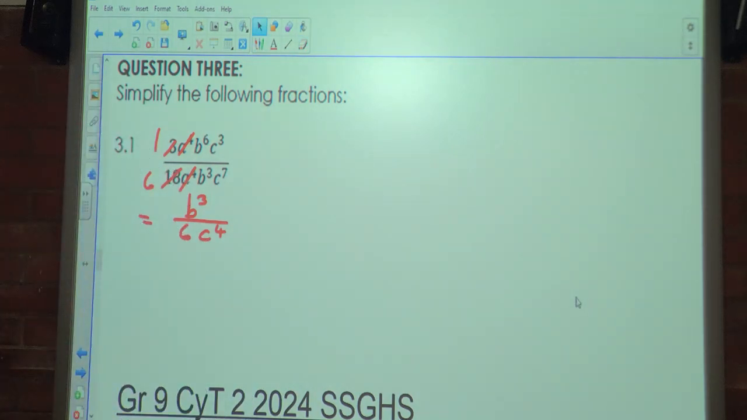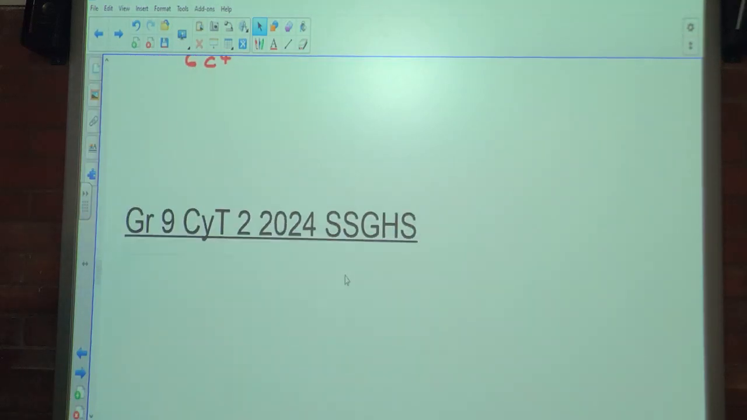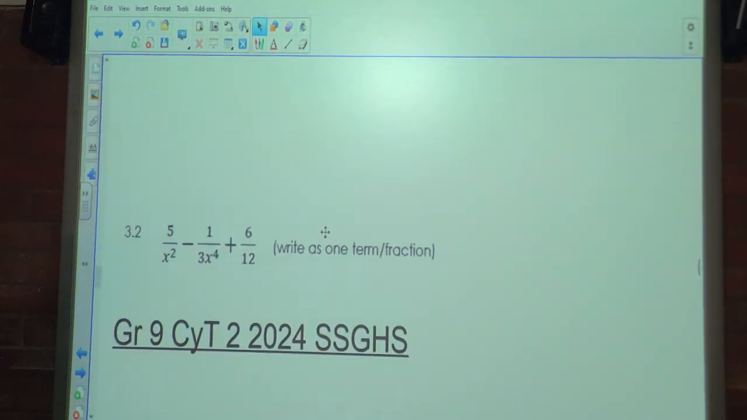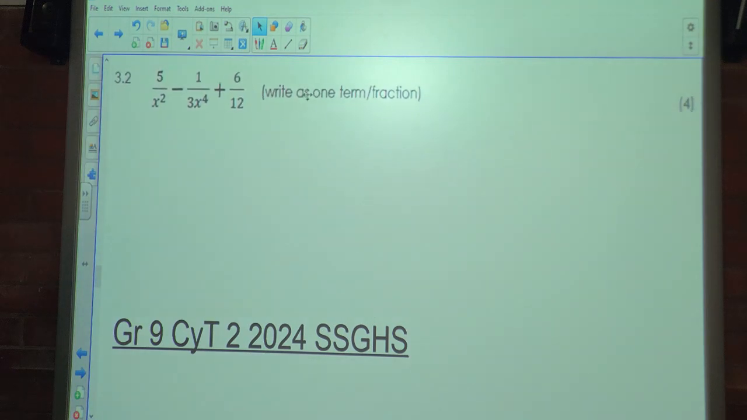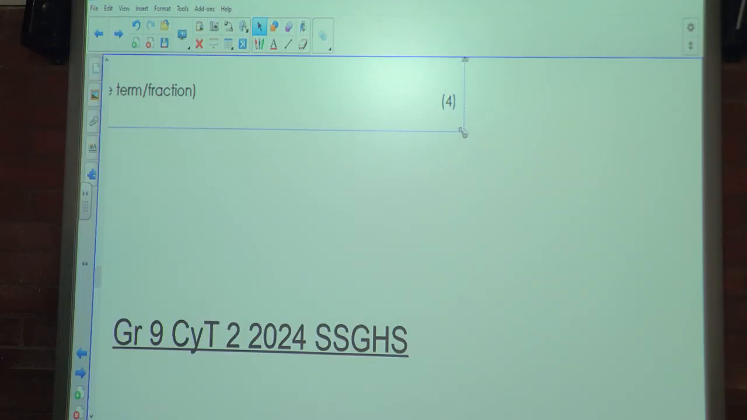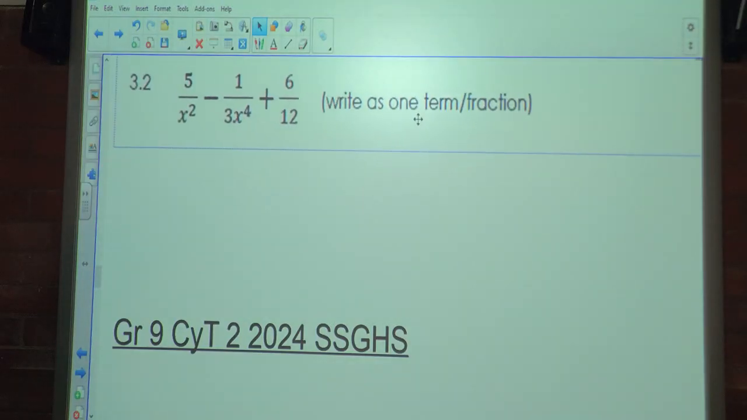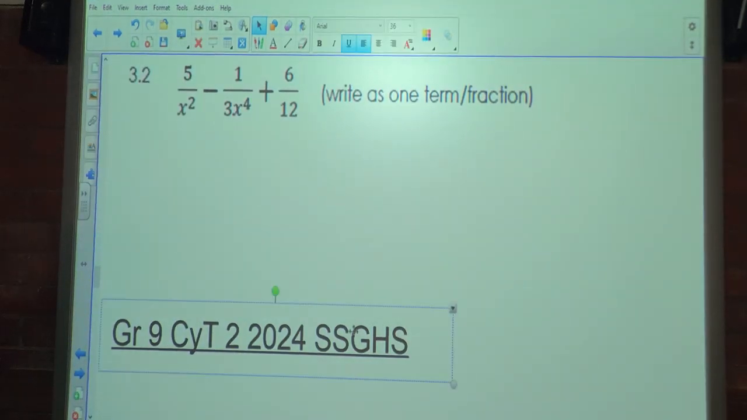Alright. Any confusion there? Write as one term or fraction. You must find an LCM, in other words.